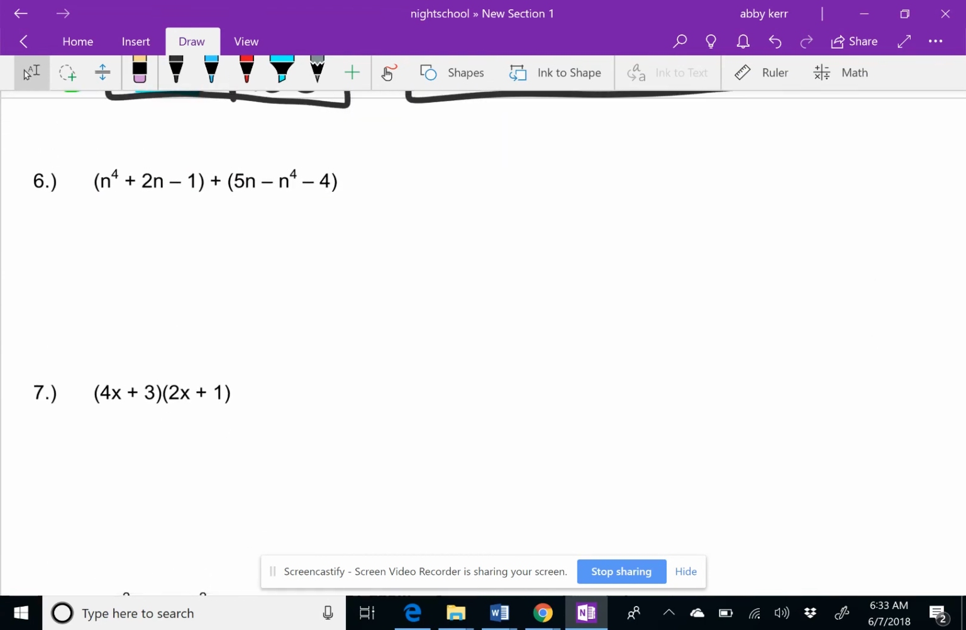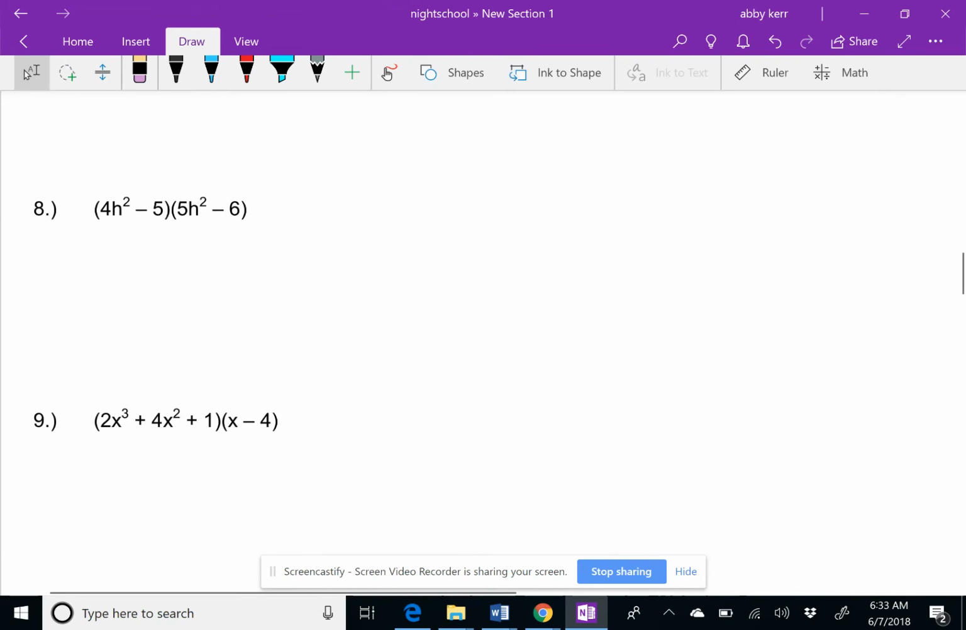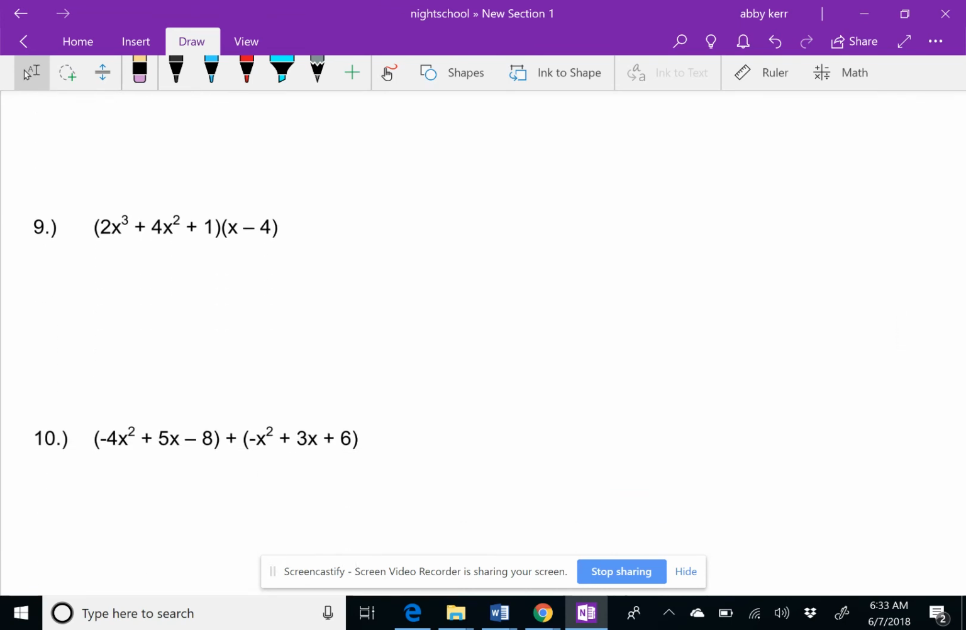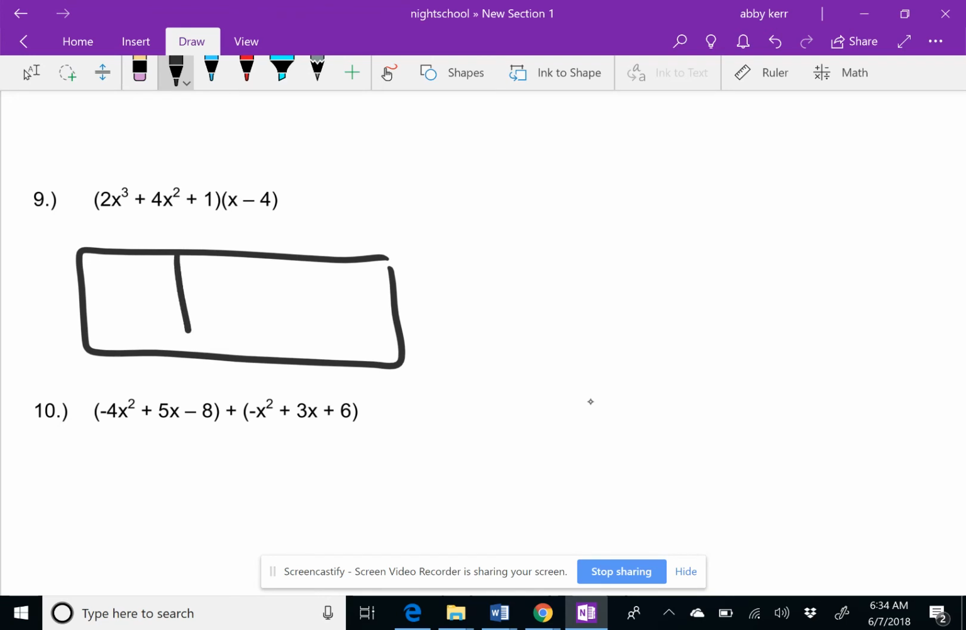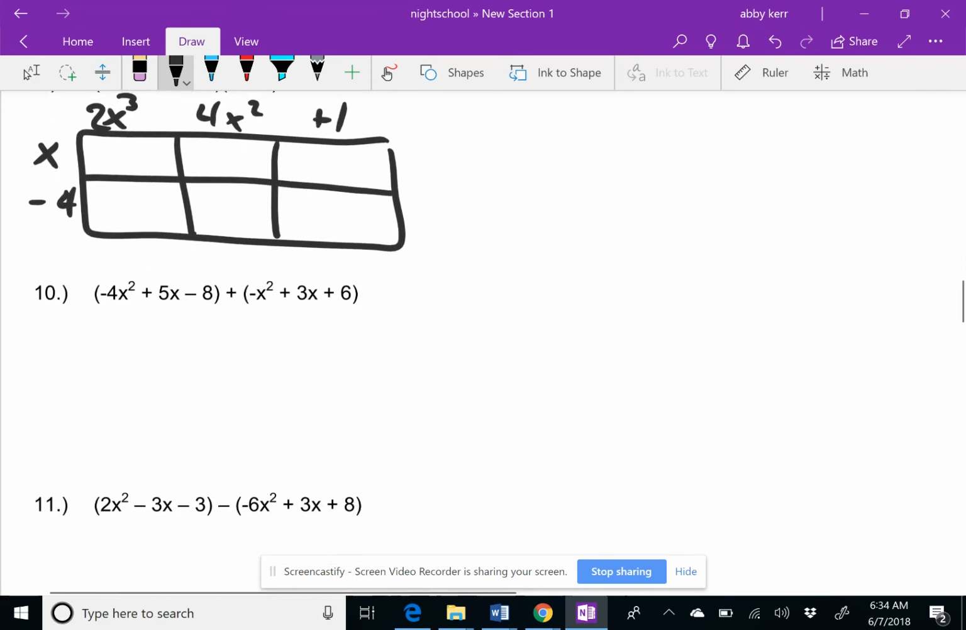Now I'm not going to do number 6, 7, 8, or 9 because those are very similar to the problems. Just for 9, be careful. It's a trinomial times a binomial. So you're going to have the area model represent 3 terms, and then part of it represent the 2 terms. So then you can just treat it like a problem that we did above. Same thing with number 10.